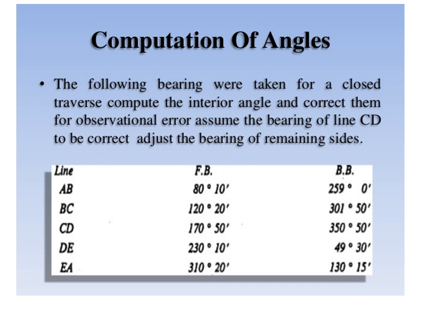The following bearings were taken for a closed traverse. We are supposed to compute the interior angles and correct them for observation error. Assume the bearing of line CD to be correct. Adjust the bearing of remaining sides. So by considering the fore bearing and back bearing of line CD, we found that there is exact difference of 180 degree. So therefore, whatever the bearings which are taken from C or D, they are correct.